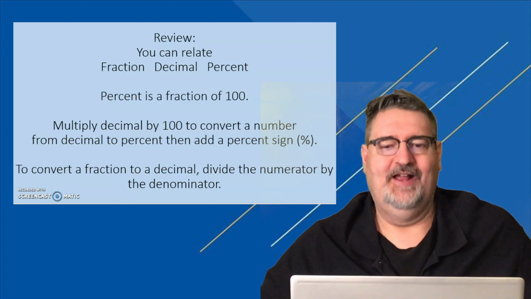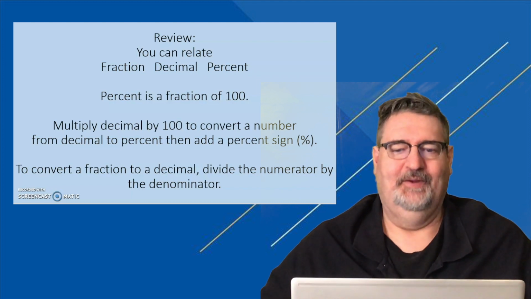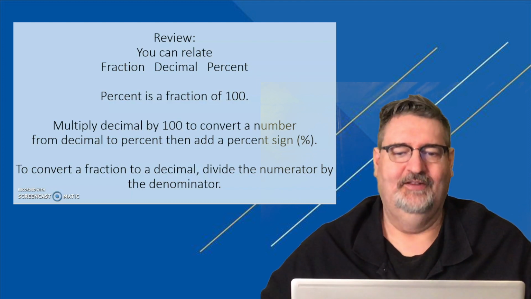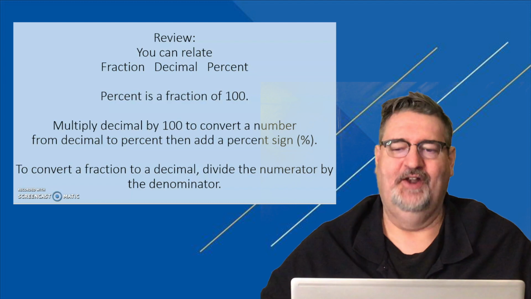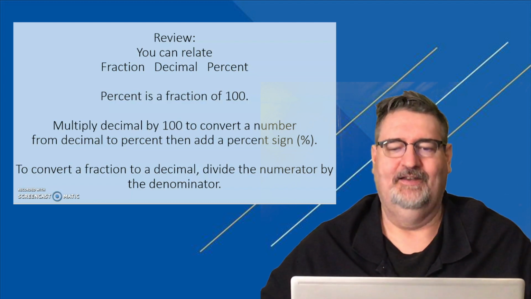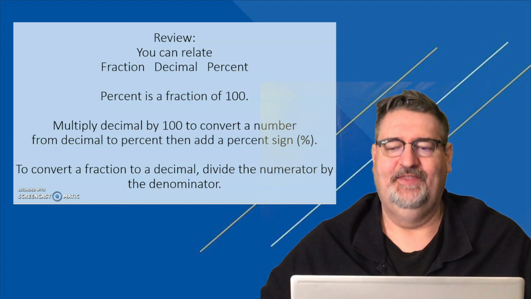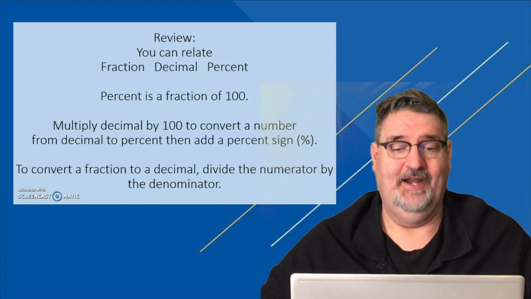So we found out how to relate a fraction, a decimal, and a percent. We found out that a percent is a fraction of 100. And you can multiply a decimal by 100 to convert a number from a decimal to a percent, then add a percent sign. You can also convert a fraction to a decimal by dividing the numerator by the denominator.